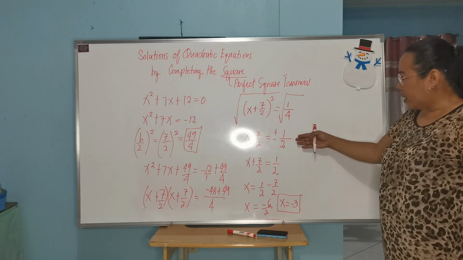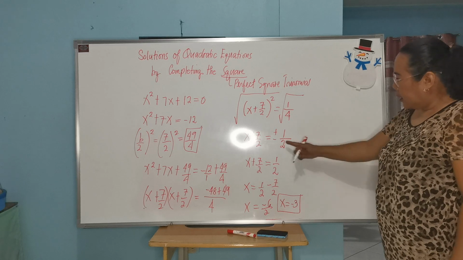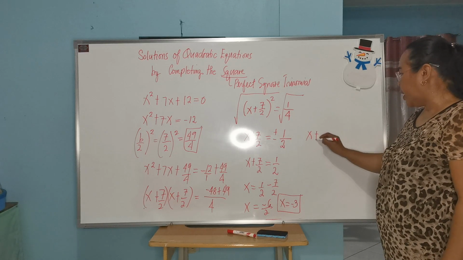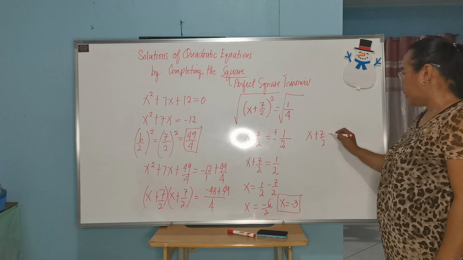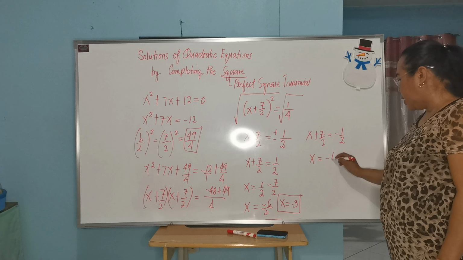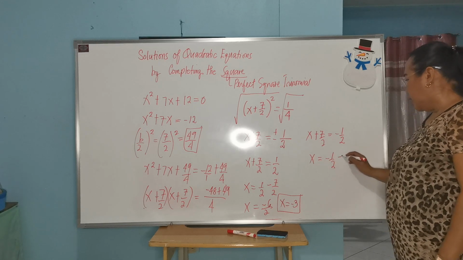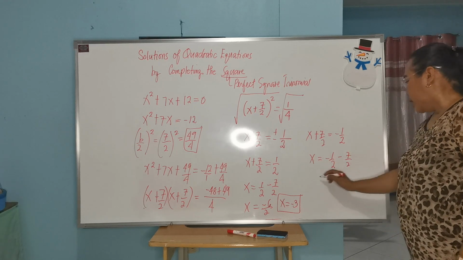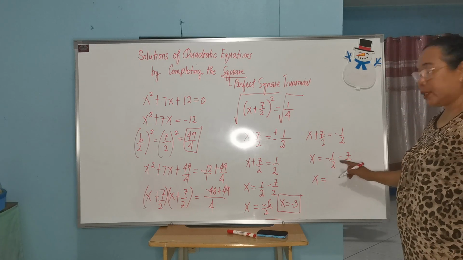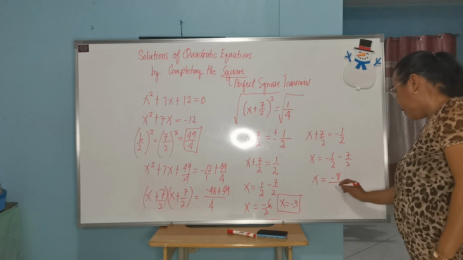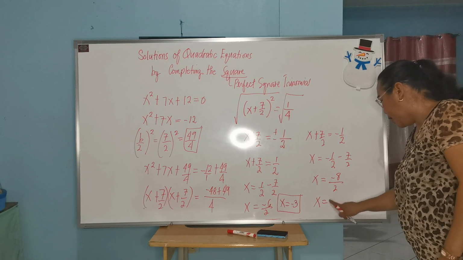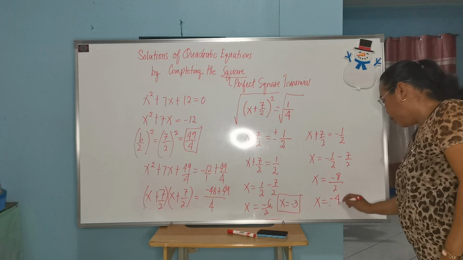Go back to our negative. So how about if our root is negative? So x plus 7 over 2 is equal to negative 1 half. So x now is equal to negative 1 half minus 7 over 2. And we have similar terms. So we have negative 1 minus 7 is negative 8 divided by 2. So the second value of our x is negative 4.